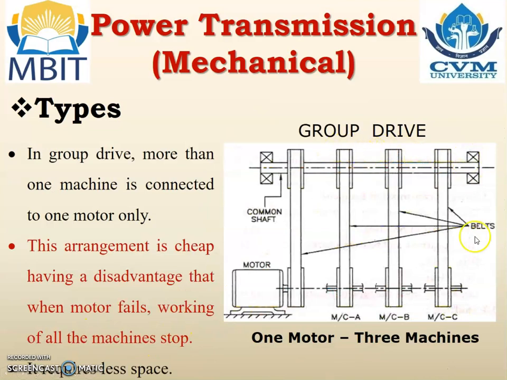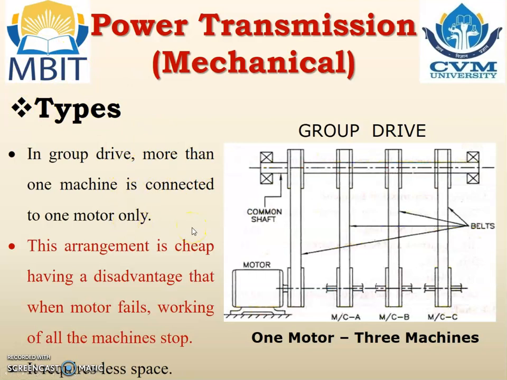Another one is the group drive, where one motor is connected to the 3 machines. So here motor 1 is there, which is connected through the belt, and through this belt, this motor is connected to machine A, machine B, and machine C. It means one motor is connected to the 3 machines. In group drive, more than one machine is connected to one motor only.